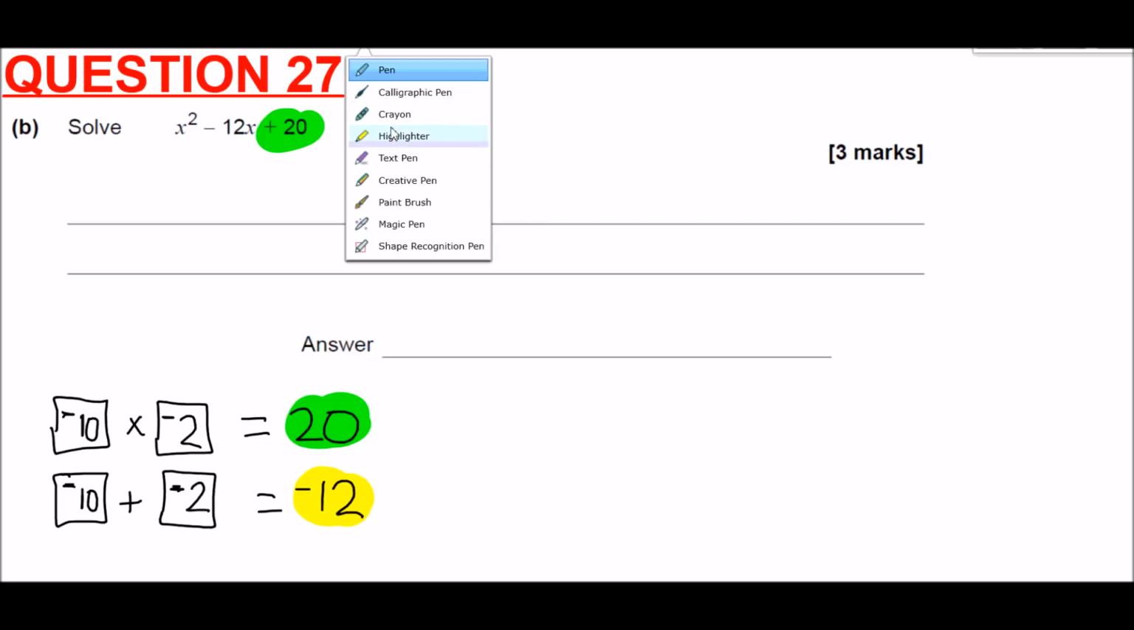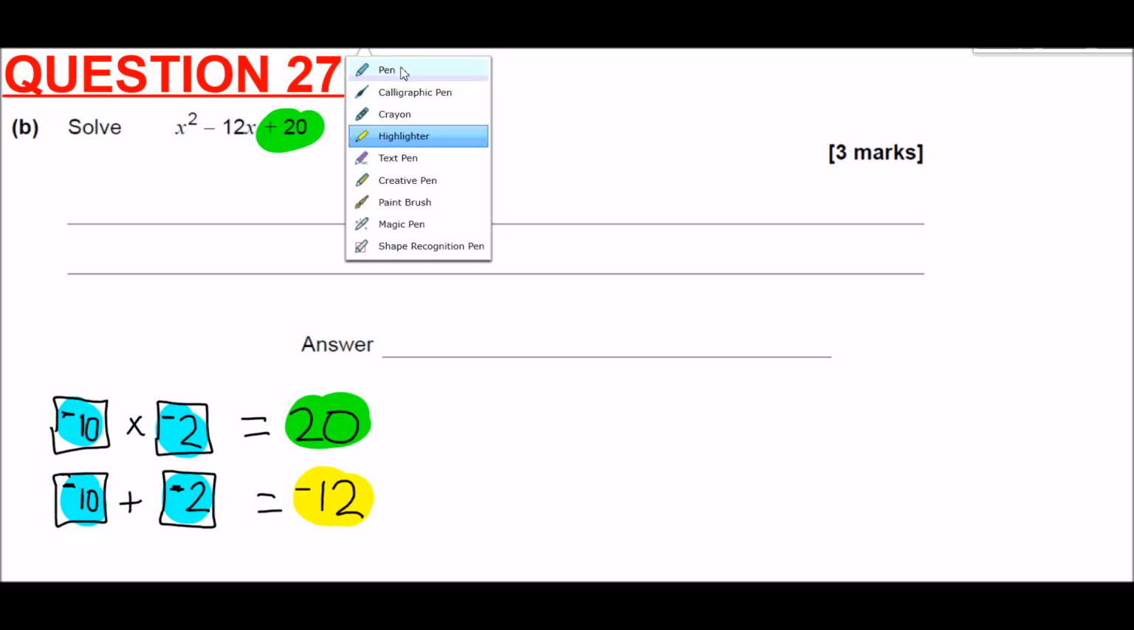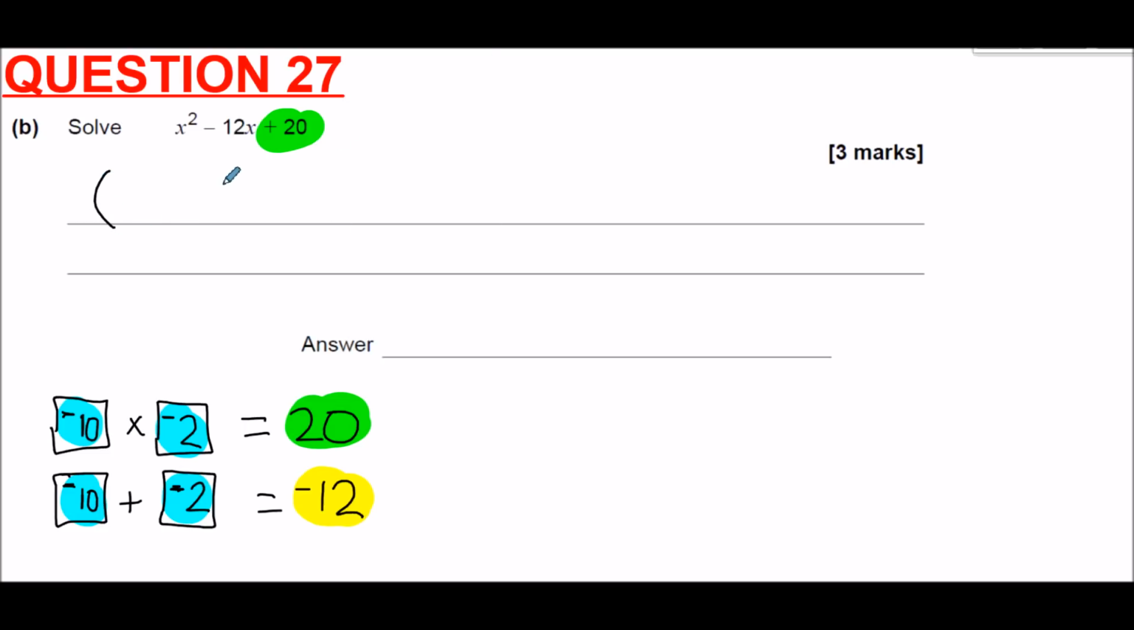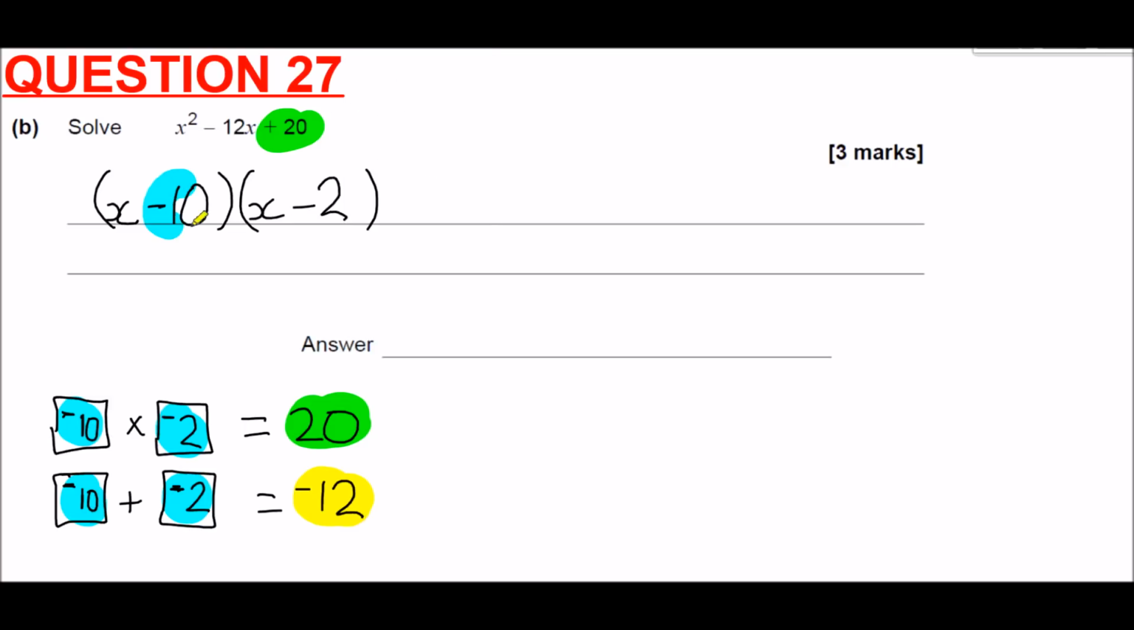The two numbers that solve the problem are minus 10 and minus 2. And so what we next do is we put two sets of brackets. Because it's x squared we're talking about, we have an x at the beginning of each. And then in any order, the numbers we've just found go after the x. So minus 10 and minus 2. And then we've fully factorised it.